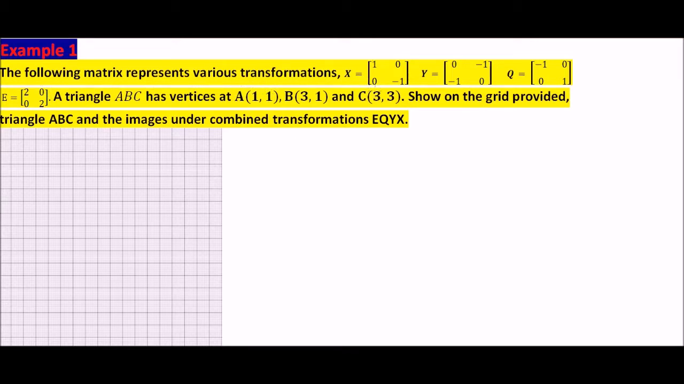So we have X, we have Y, we have Q, and we have E. A triangle ABC has the vertices A(1, 1), B(3, 1), and C(3, 3). Show on the grid provided triangle ABC and the images under the combined transformation E, Q, Y, X. So this one we read X, Y, Q, E. We start with X, we move to Y, we go to Q, and finally we go to E.